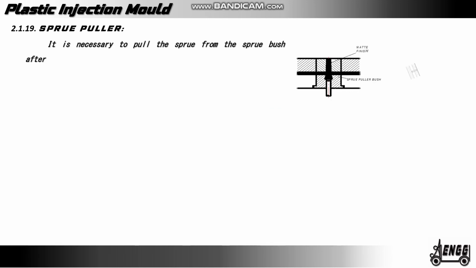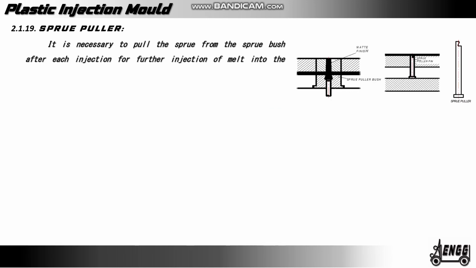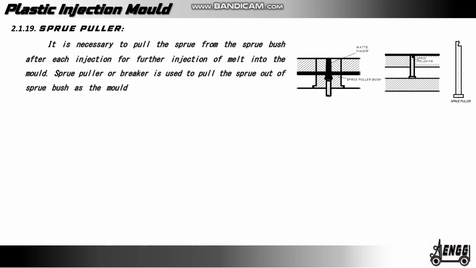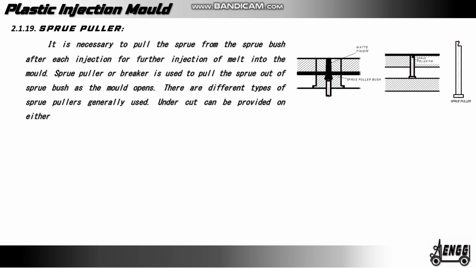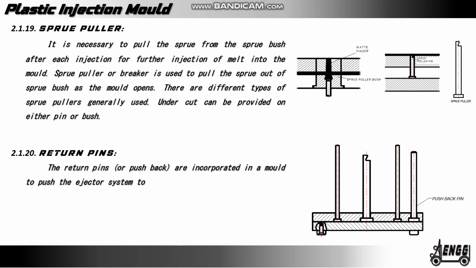Ejector retainer. Ejector retainer is a plate securely attached to the ejector plate for the purpose of retaining the ejector. Sprue puller. It is necessary to pull the sprue from the sprue bush after each injection for further injection of melt into the mold. Sprue puller or breaker is used to pull the sprue out of the sprue bush as the mold opens. There are different types of sprue pullers generally used. Undercut can be provided on either pins or bush retain pin. The pins or pushback pins are incorporated in a mold to push the ejector system to its rear position as the mold is closed.